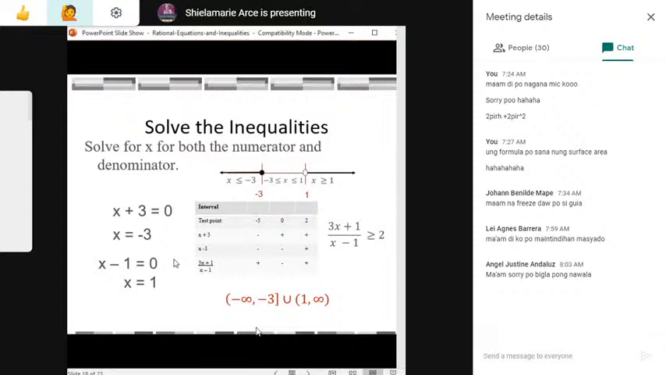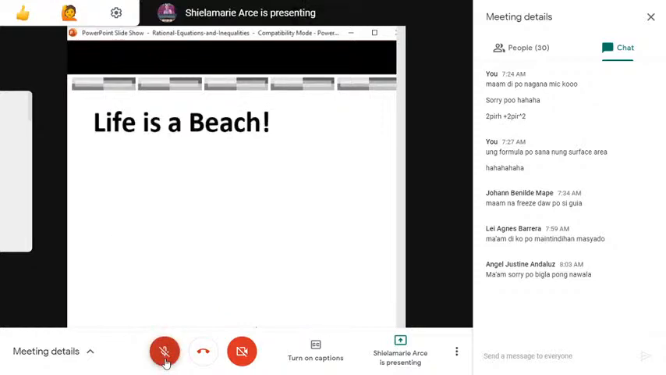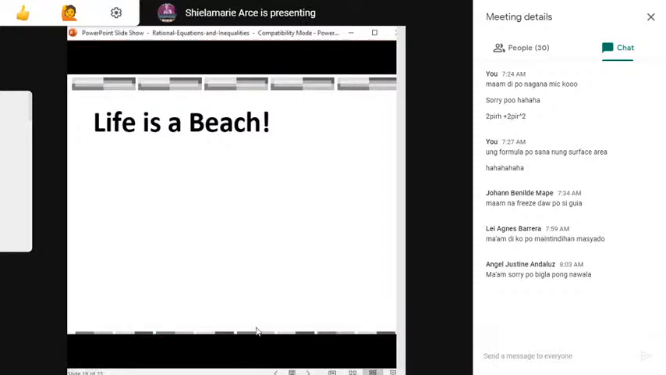Question po dito sa inequalities natin? Wala, okay. Tingnan natin, let's have the second part. Yung sa problem naman siya, gagamitin natin siya sa problem. So let us see this one.